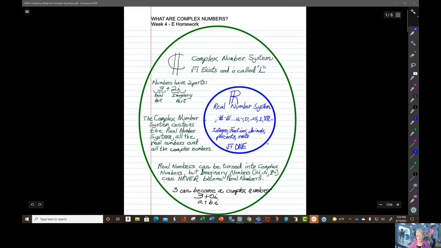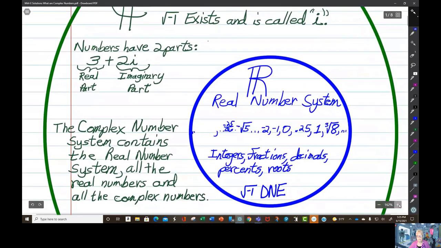Think of the blue circle as the number system we're used to. There it is, the real number system. It's got the numbers we know so well: fractions, decimals, percents, integers, all kinds of roots. And there's only one thing that doesn't exist there, that we have come across lately that we could need.